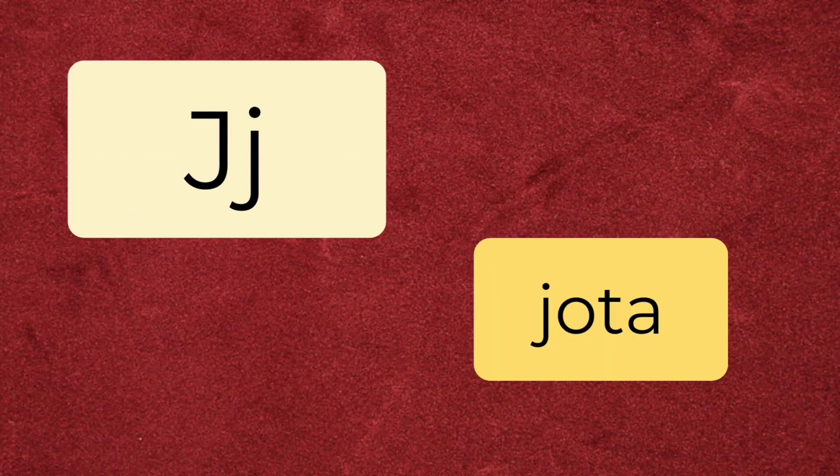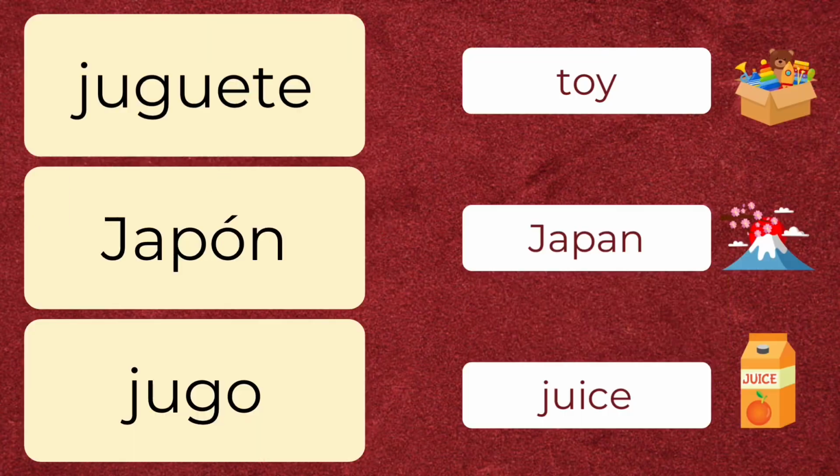Letter J is called J in Spanish, and it always sounds like J. For example, juguete, Japón, jugo.